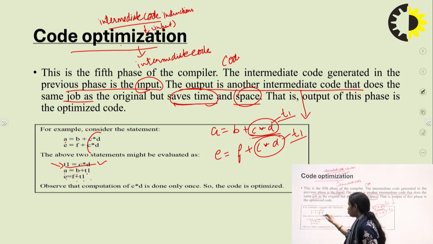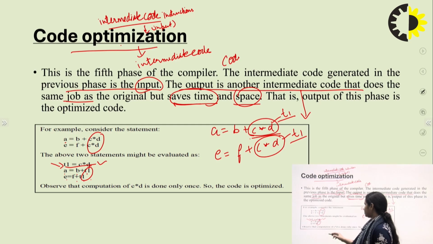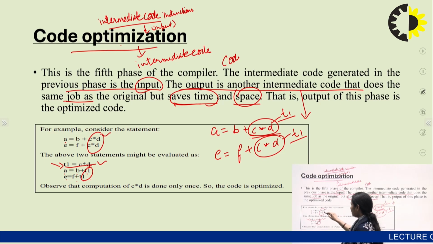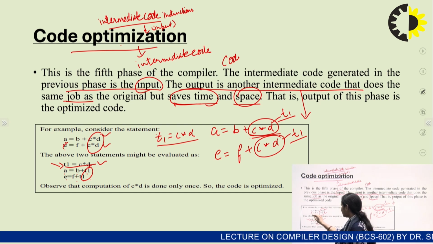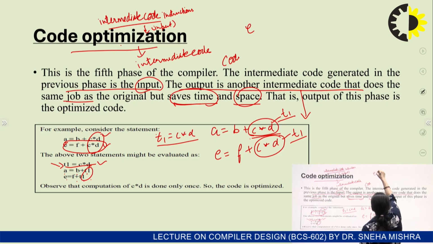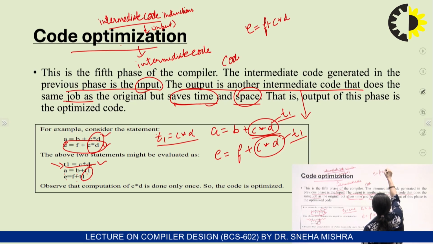So this is the shorter version, the optimized version of C into D. Observe that the computation of C into D is done only once. We don't have to do the computation of C into D again and again. If we have once assigned T1 as C into D, then for this particular statement, E is equal to F plus C into D, we don't have to recompute it.